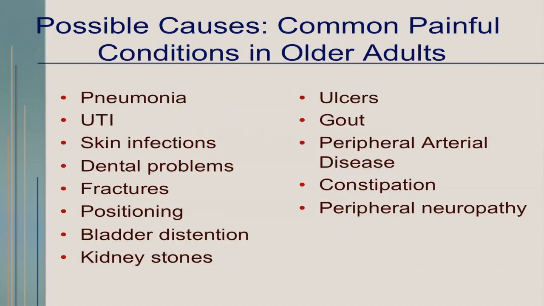It's always important to think of the common conditions that could be the source of pain. Most common in our aging population include pneumonia, urinary tract infection, skin infections, dental problems, fractures, positioning problems, bladder distension. Also common are kidney stones, ulcers, gout, peripheral arterial disease, constipation, and peripheral neuropathy.